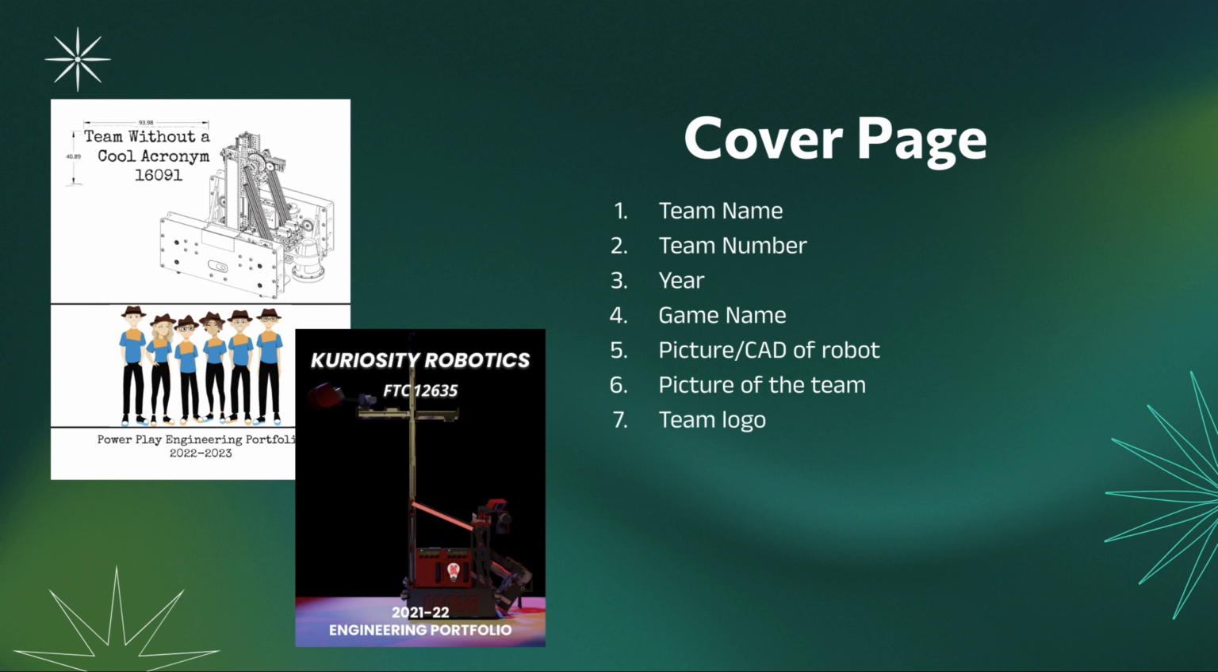Now we're going to talk about some really good examples of portfolios. These 2 are of cover pages. Notice how they both have their team name, number, the year of the game, and the game name. Both of them also have a picture or CAD of the robot, which are all very essential things to have on a cover page.